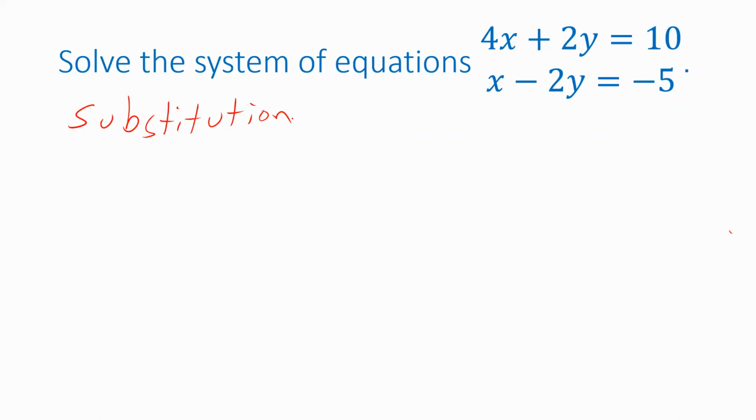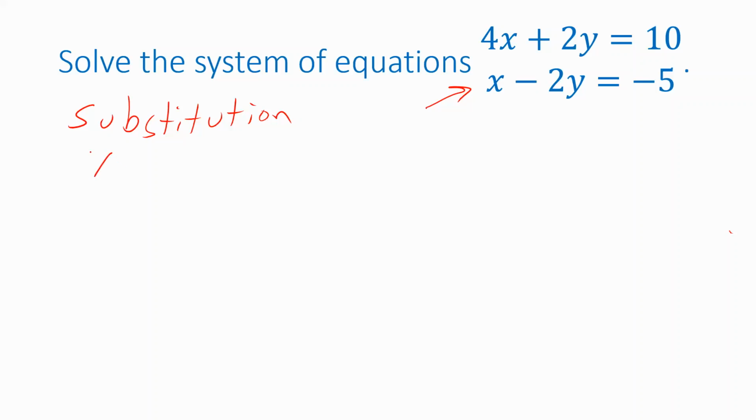The idea of substitution is to simplify the problem we're looking at, to use one of the equations to isolate one of the variables. So you'll get an expression for one of the variables in terms of the other variable, which you can then substitute in wherever you see that variable in the other equation. So here's what we mean. I'm going to start by using the second equation and isolating the variable x.